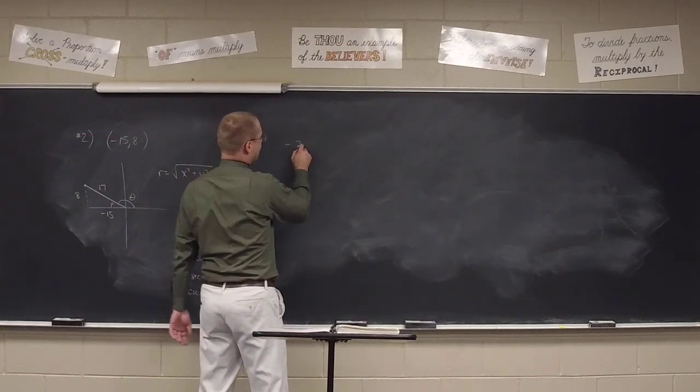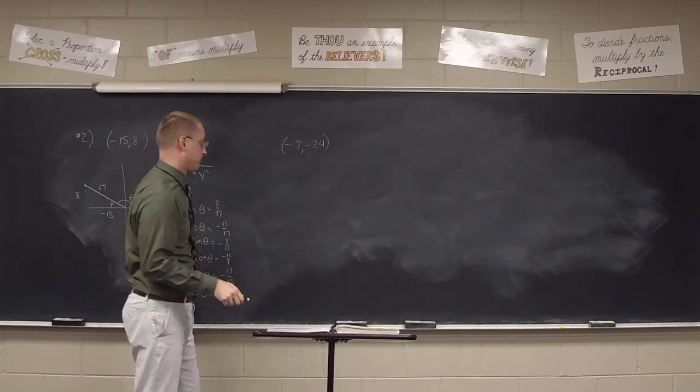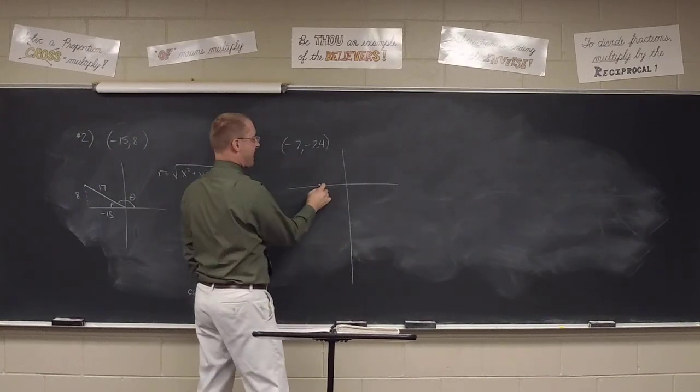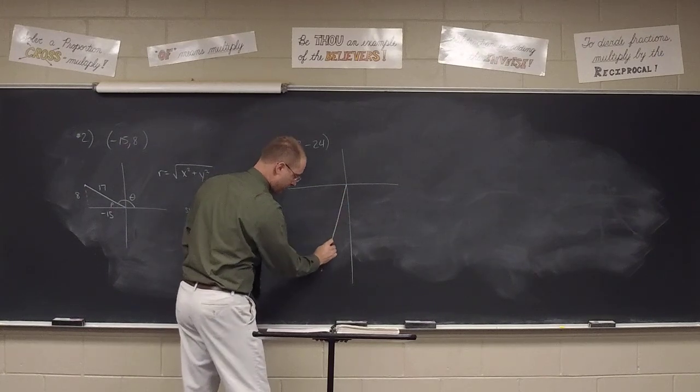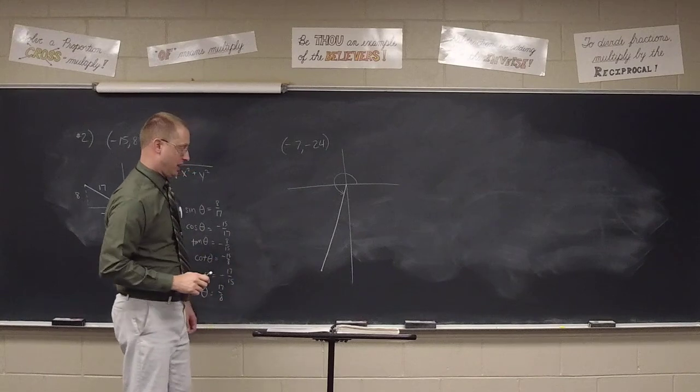All right, let's take a look at number four. The point here, -7, -24, falls in which quadrant, Jamie? Quadrant 3. We're going to go backward 7 and then downward 24. Something drastic like this. Theta is this whole thing, right?